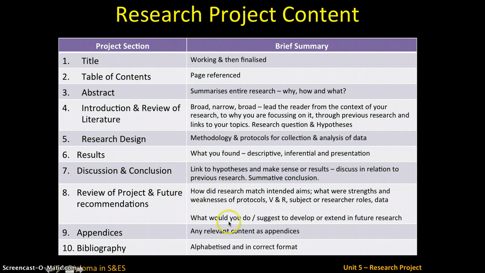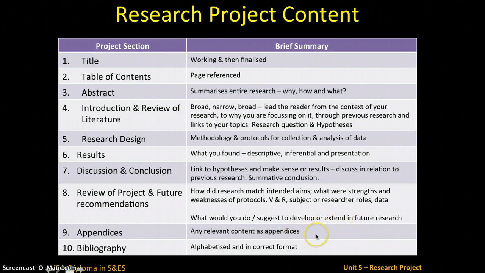Here's one of the distinction things. So these two here really are where you'll find your distinction work. As we said earlier, how did your research go? What was good and bad? Were there any validity or reliability issues? And how could you extend it or develop it or improve it in the future?